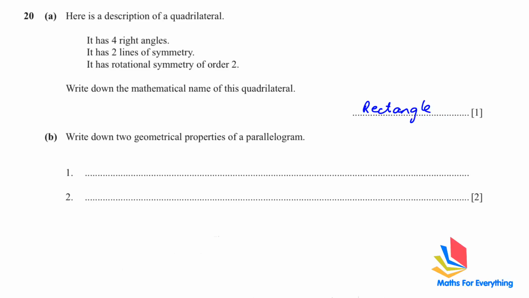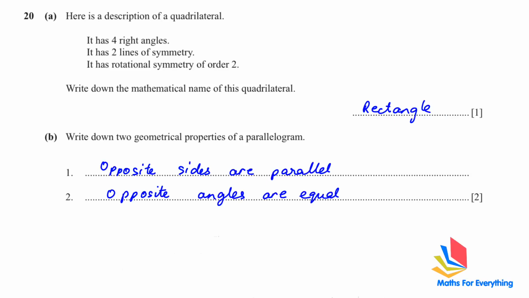Part B. Write down the 2 geometrical properties of a parallelogram. You know the shape parallelogram, right? So what are the 2 properties? You can say that the opposite sides are parallel and the opposite angles are equal. There are of course many more. The opposite sides are of the same length, and the rotational symmetry is of order 2, whichever you remember.